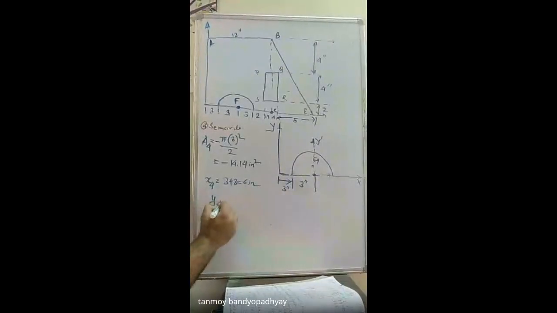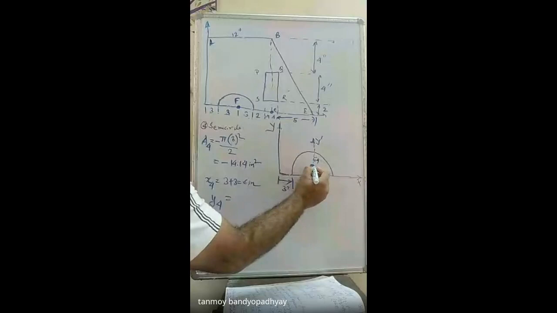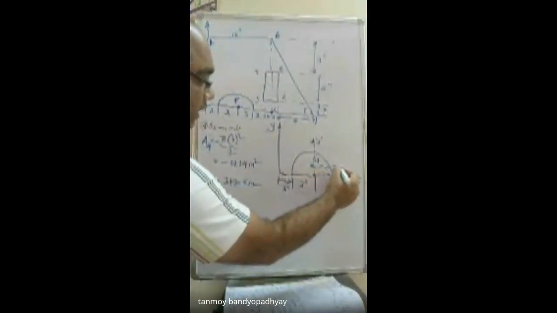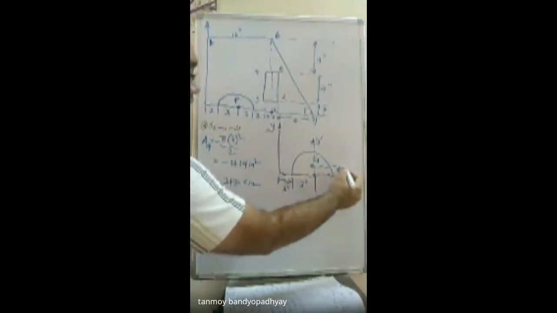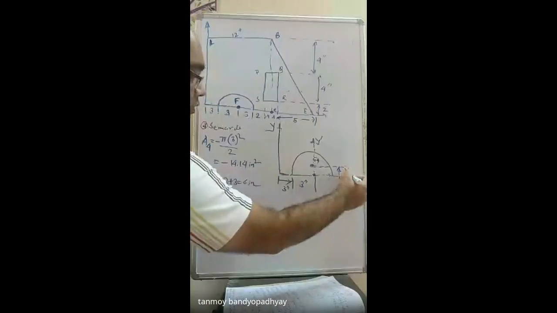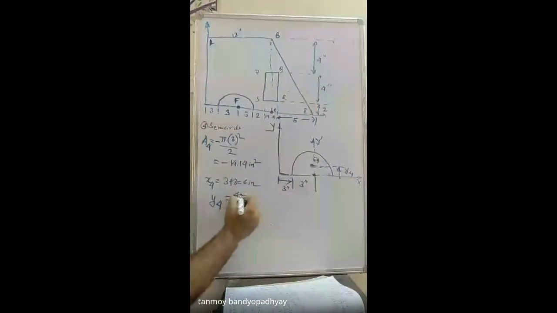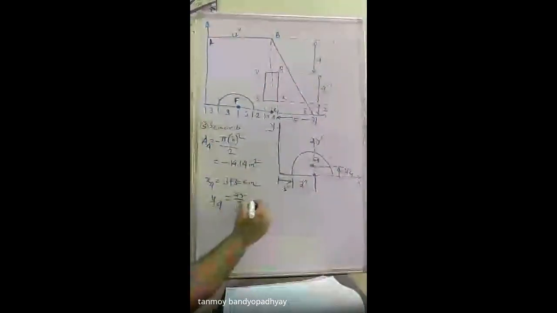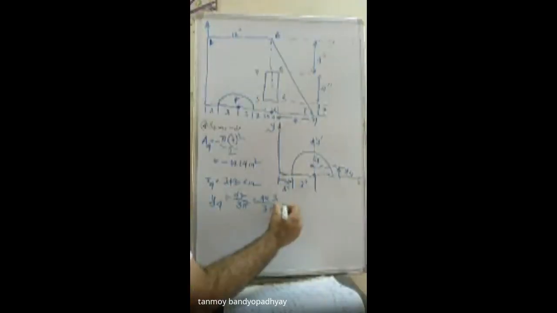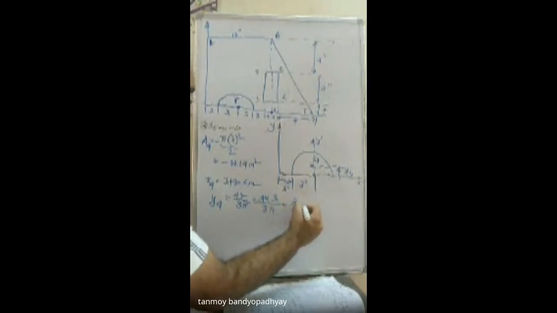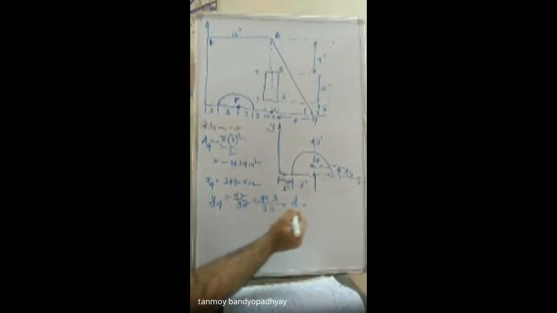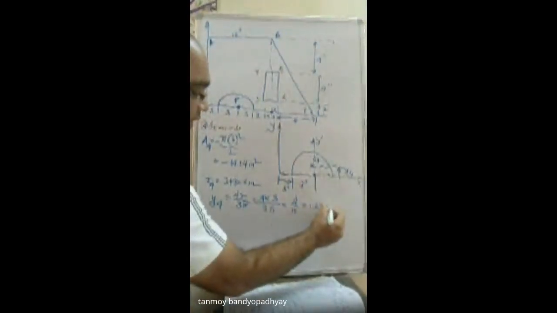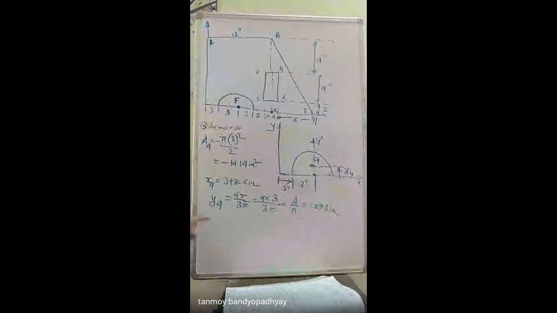And what will be y4? y4 will be equal to 4r by 3 pi. There is no offset. So y4 will be equal to 4 into r by 3 pi, that is 4 into 3 divided by 3 into pi, which is equal to 4 by pi. So 1.273 inches is the answer for this one.